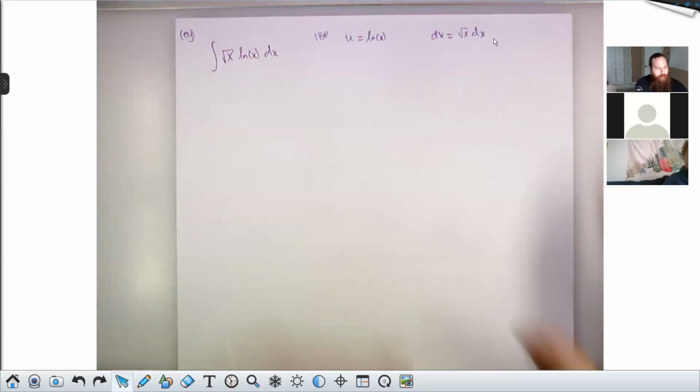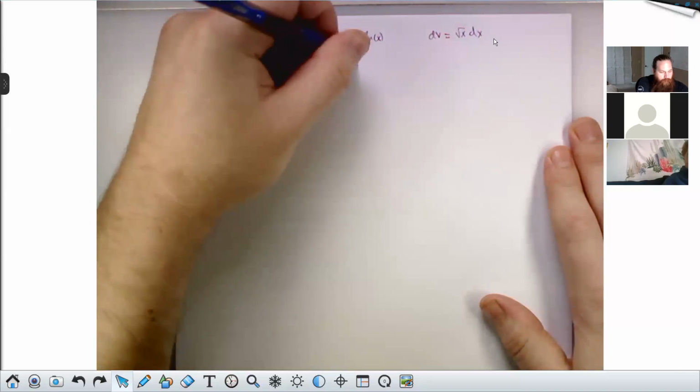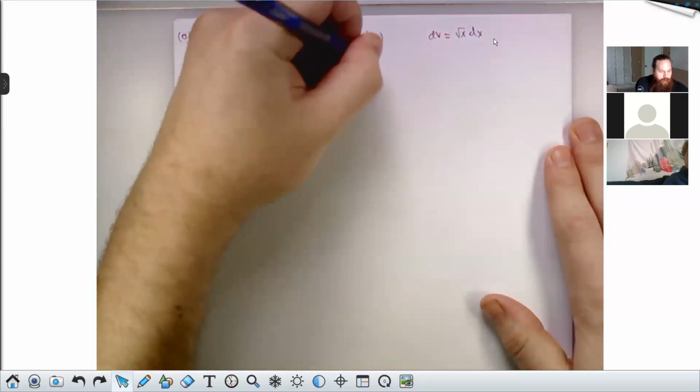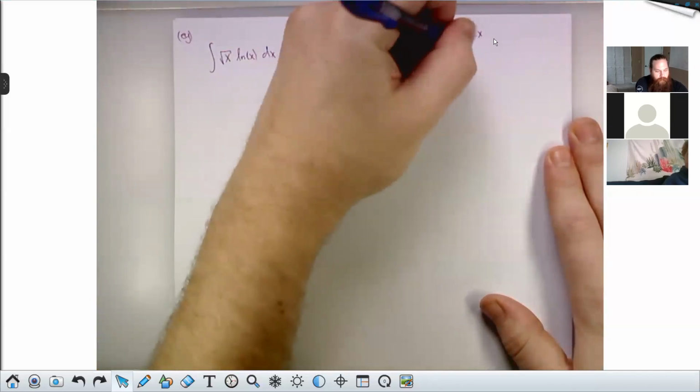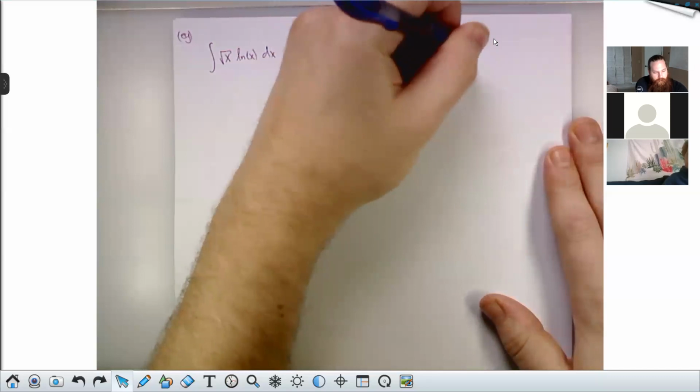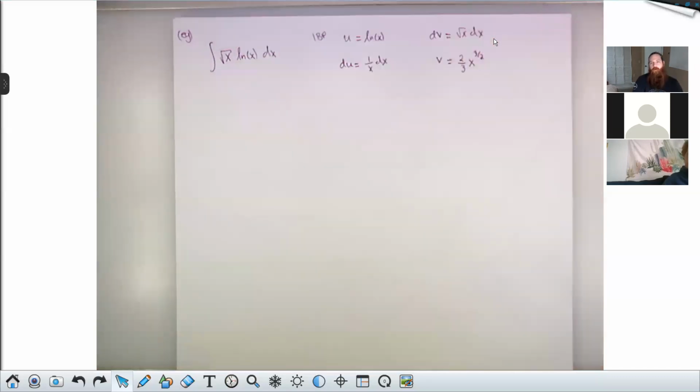Okay. Then I calculate du from u. du is 1 over x dx. I calculate v from dv. That's 2/3 times x to the 3/2. Why? Because this is x to the 1/2. If I integrate that, I add 1 to the power, divide by the new power. Adding 1 to the power 1/2 gives me 3/2, so that's my new power. And then dividing by 3/2 is the same as multiplying by 2/3. So these power rule integrals, we should be very fast at by now.